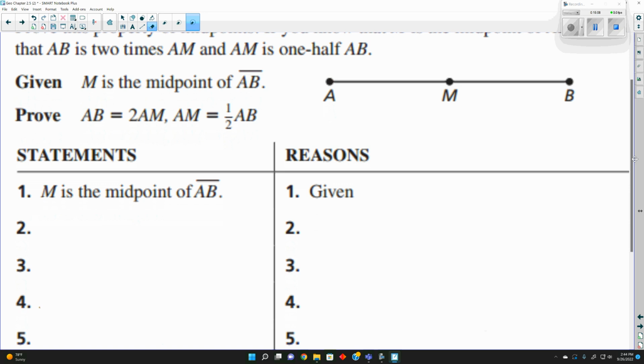If M is a midpoint, what do we know a midpoint does? It splits it in half into two congruent segments. What would our congruent segments be? Well, that's what we can say next. Segment AM is congruent to segment MB. How did we know those two segments are going to be congruent? It's a midpoint. That's what a midpoint tells us, yes? So a definition. A midpoint.